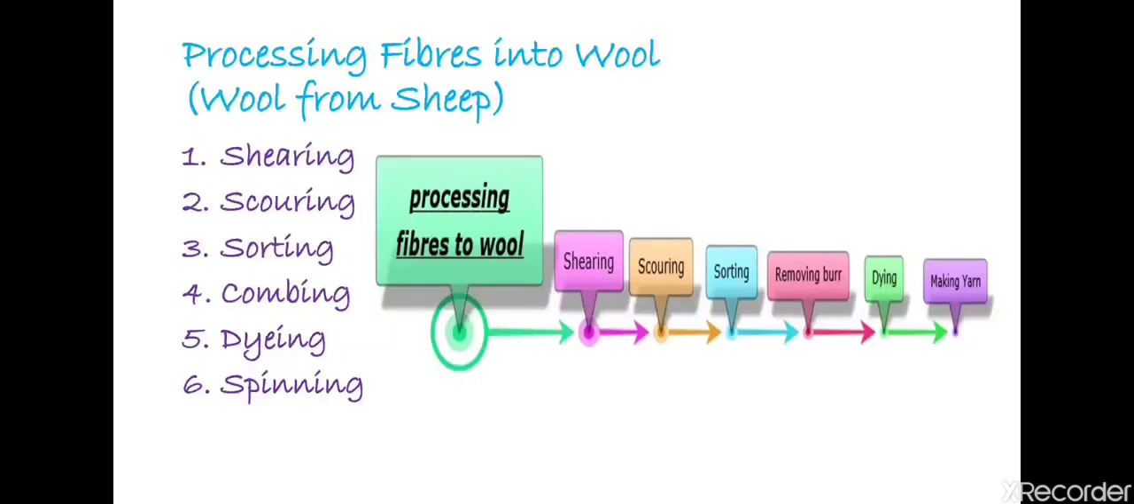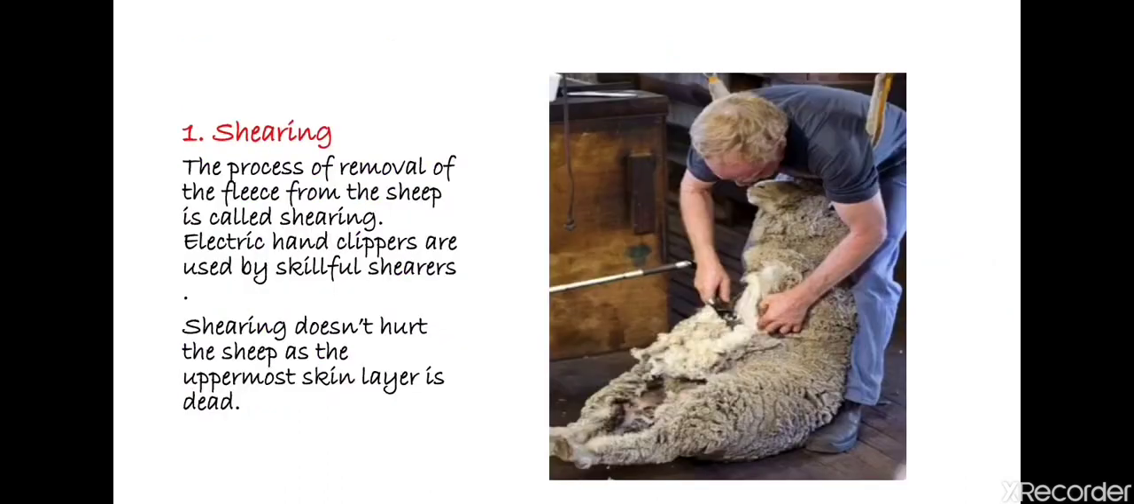Next we will study the whole process of getting wool from sheep. Here are some of the steps. There are mainly 6 steps which need to be followed to process fibers into wool. The first step is shearing, then scouring, sorting, combing, dyeing, and spinning. We will discuss all these steps one by one and see what happens exactly in these steps.